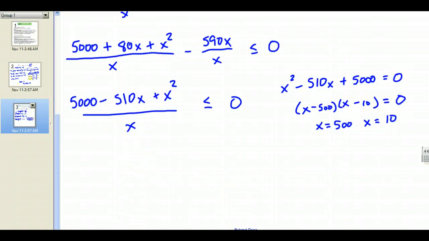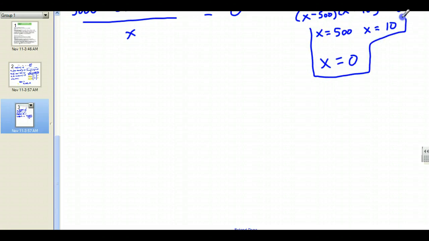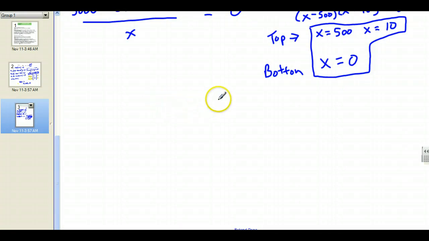So far, that's all we have to divide up our domain, but we've got to always remember the denominator. What makes the denominator equal to 0? Well, the denominator is x, so obviously 0 makes x equal to 0. So these three things: these are the ones that make the top equal to 0, and this is what makes the bottom equal to 0. So this is where we're going to divide our domain up this time.